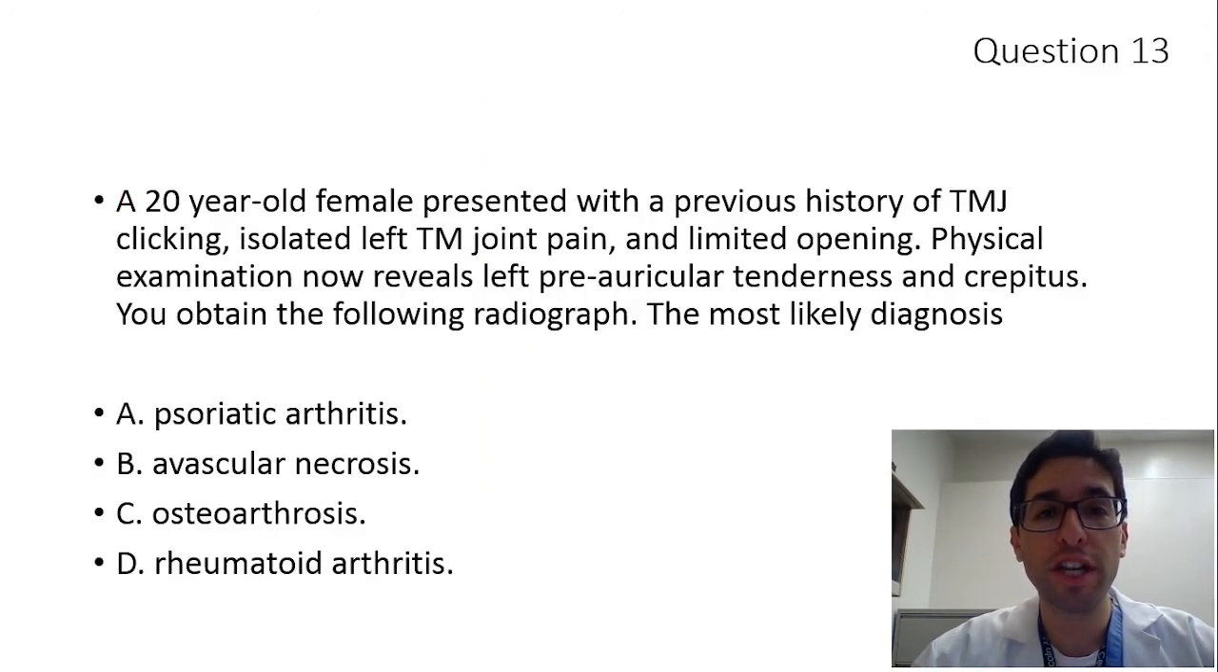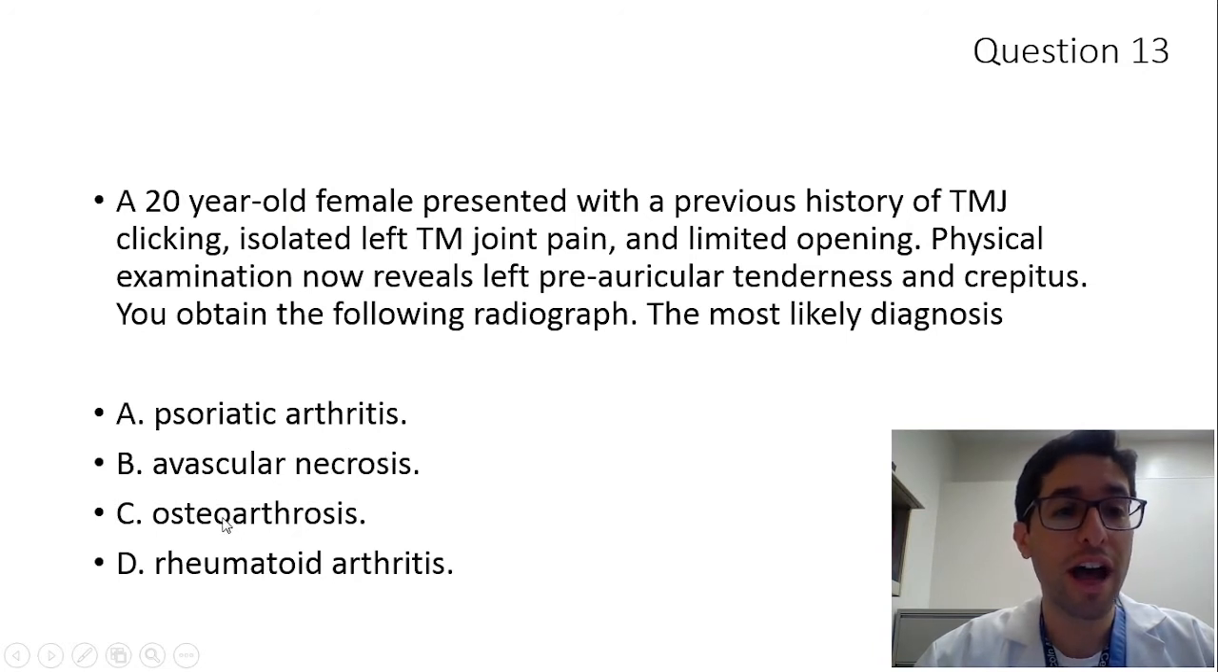A 20-year-old female presents with a previous history of TMJ clicking, isolated joint pain, and limited opening. Physical exam shows preauricular tenderness and crepitus. You obtain a radiograph. What's the most likely diagnosis? All right, so let's look at this. Could it be a psoriatic arthritis? It could. But they didn't mention any other joints. I would have expected them to mention some other joints in their body. Usually it's a polyarthritis, right? So not really fitting the vignette. And also it's more likely to be male than female, so again, not fitting the vignette.